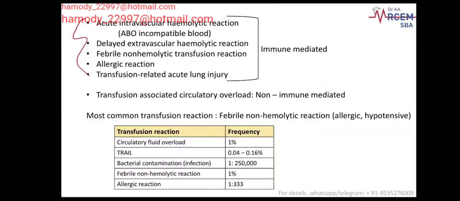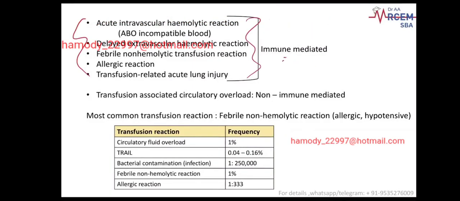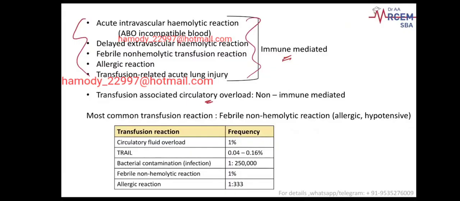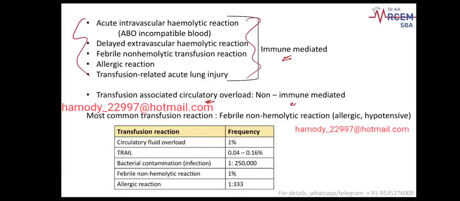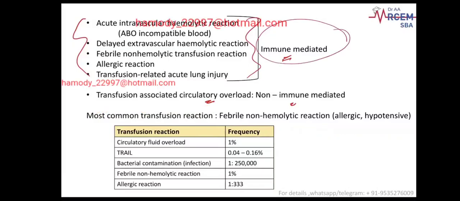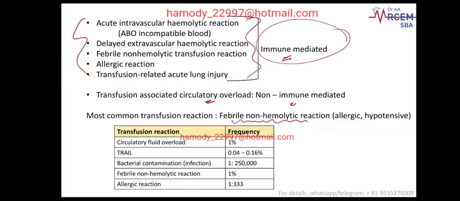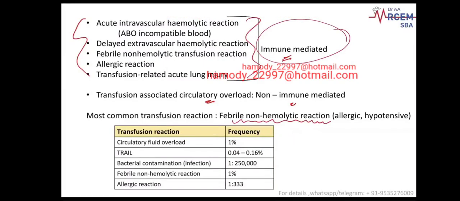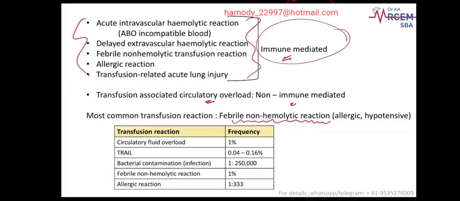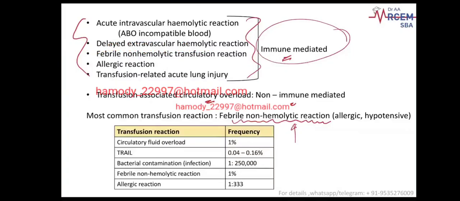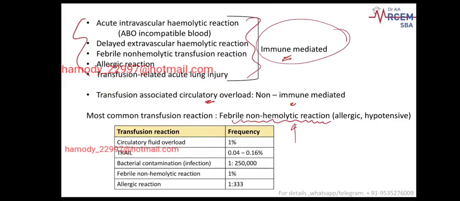All types of transfusion reactions are immune mediated except one, which is fluid overload. It is the fluid overload that is non-immune mediated. Everything else is immune mediated. The most common transfusion reaction is febrile non-hemolytic reaction. Hemolysis doesn't occur here, it's just a fever that they present with. It is a very mild version. Usually we treat it with paracetamol. Nothing else needs to be done. This is the most common transfusion reaction you come across.